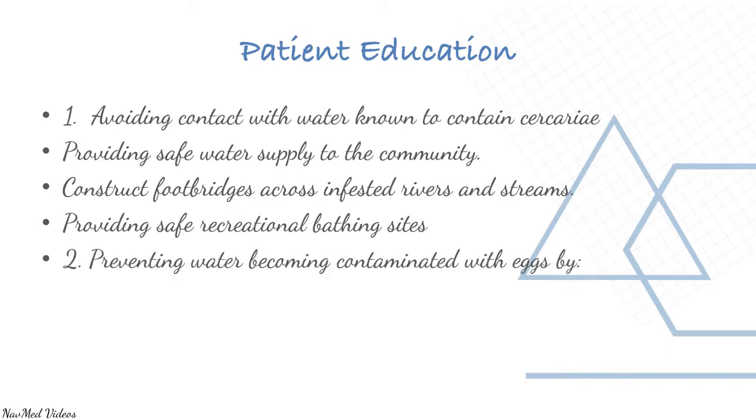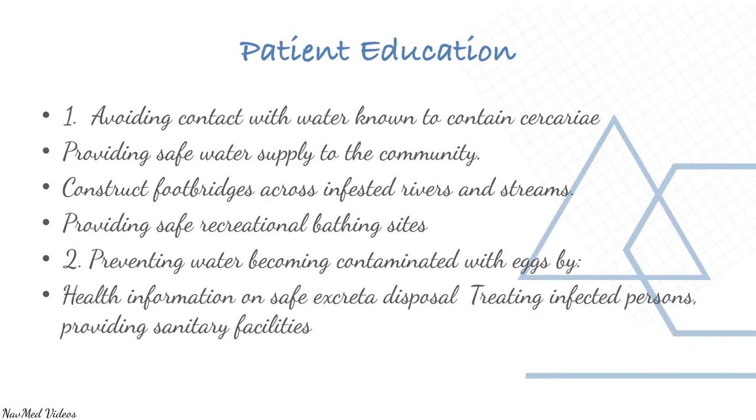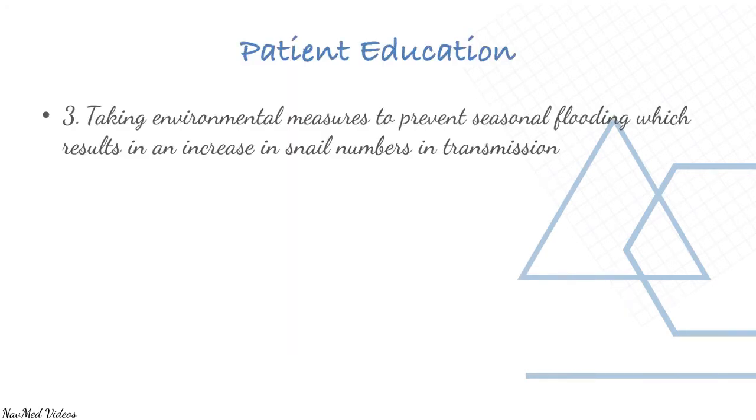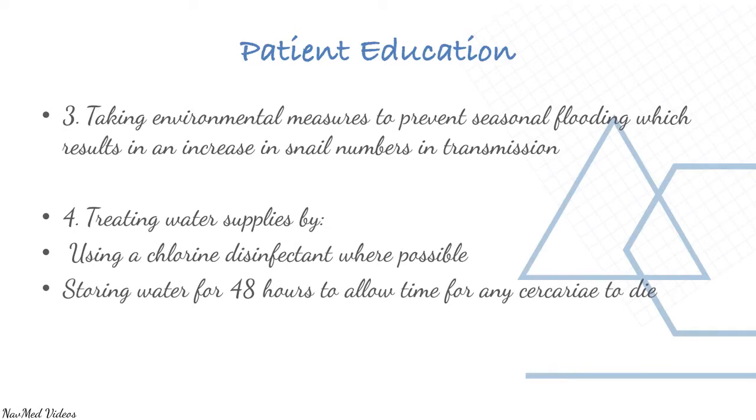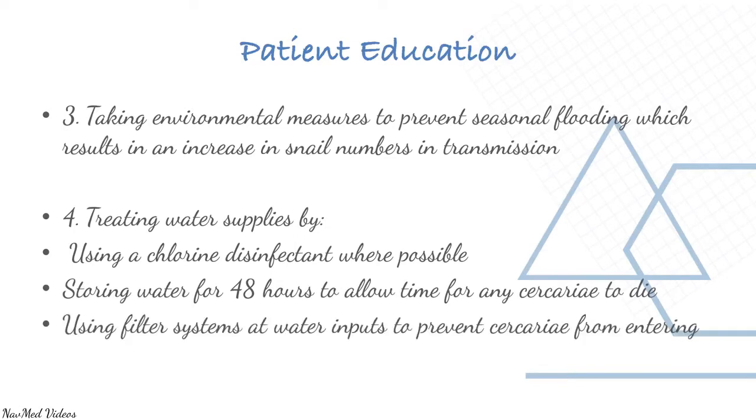Prevent water becoming contaminated with the eggs by health information on excreta disposal, treating infected persons, providing sanitary facilities, taking environmental measures to prevent seasonal flooding, which results in an increase in snail numbers and transmission, treating water supplies by using a chlorine disinfectant wherever possible, storing the water for 48 hours to allow time for any cercariae to die, using filter systems at water inputs to prevent cercariae.